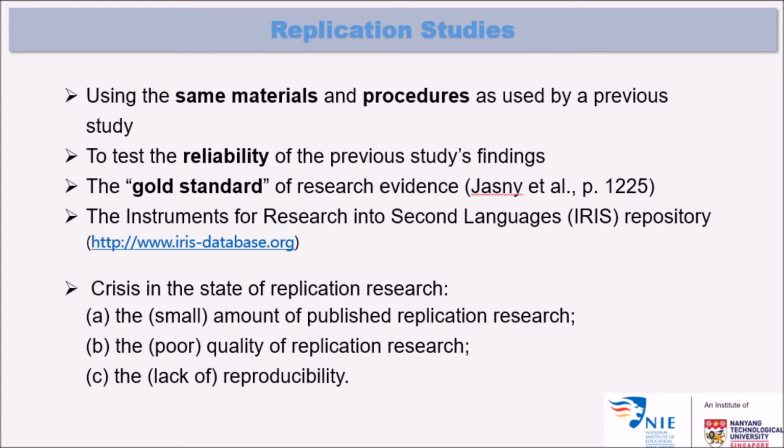The importance of replication study is to test the reliability of the previous study's findings. It's also known as the gold standard of research evidence, because if the results are replicable across other contexts with, for example, a different group of participants, then your research evidence is verifiable and rigorous. Whereas if it's not, then I'm afraid it's not rigorous.